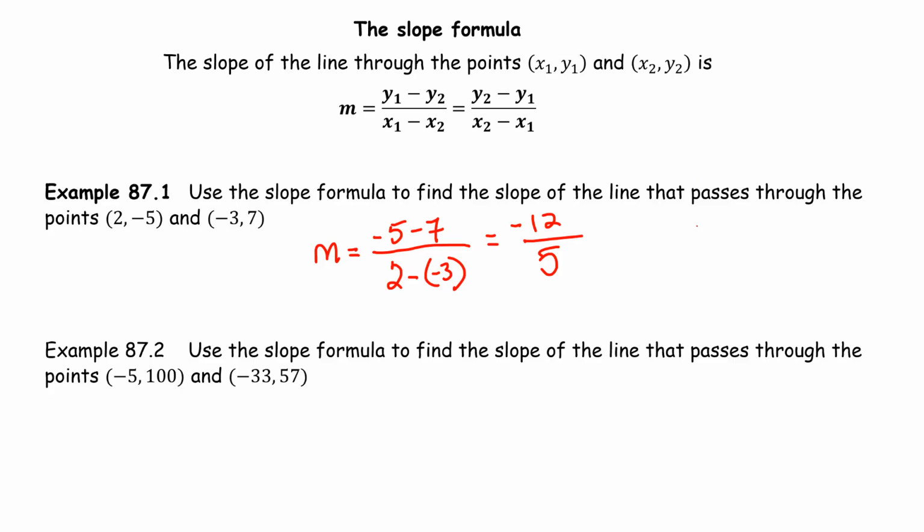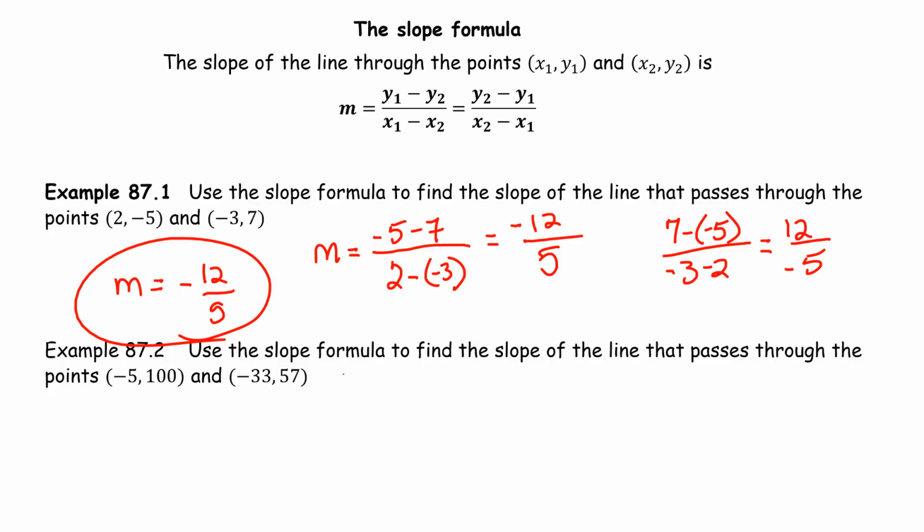I could have done it the other way around. I could have started with the second point. I could have said 7 minus negative 5 over negative 3 minus 2, and that would give me 12 over negative 5, which is the same thing as negative 12 over 5. The slope of that line is just negative 12/5.